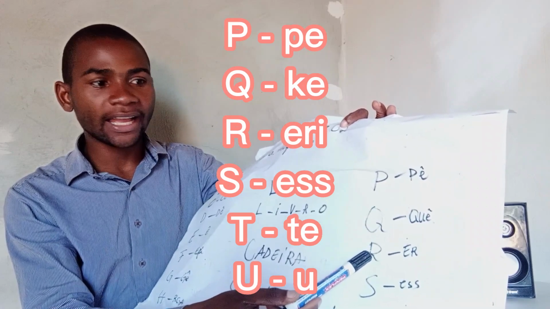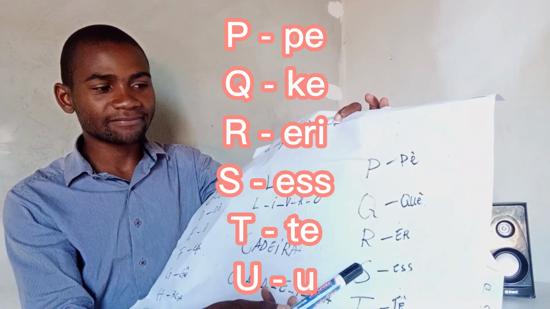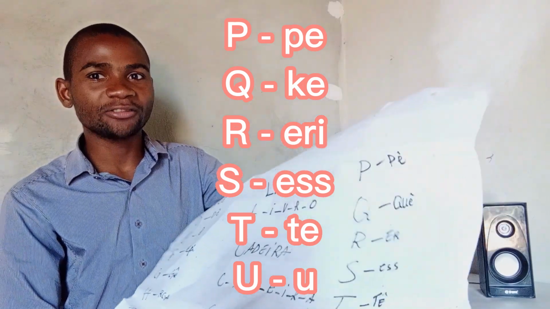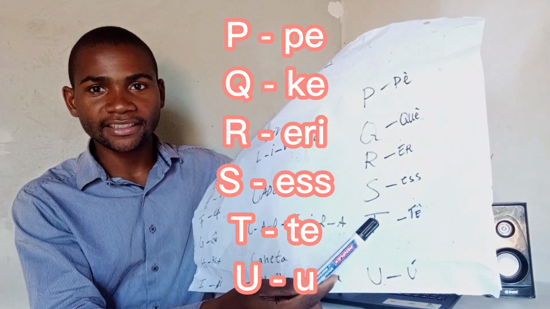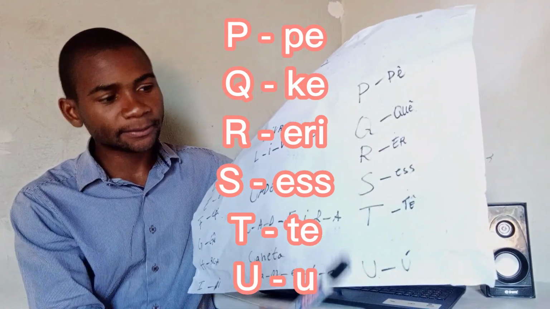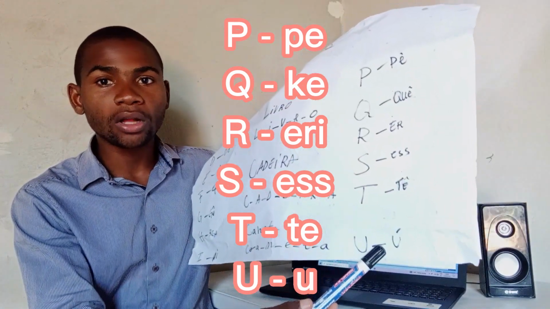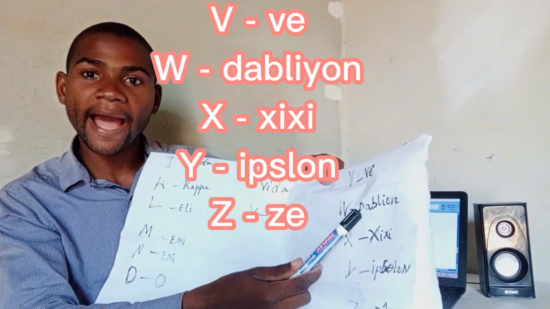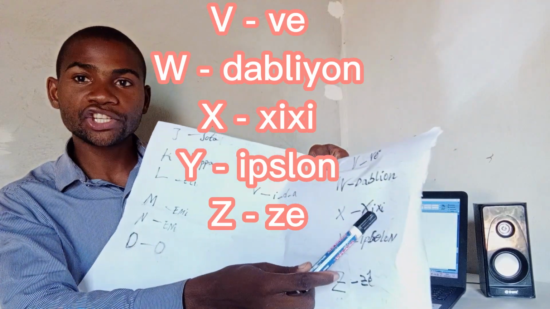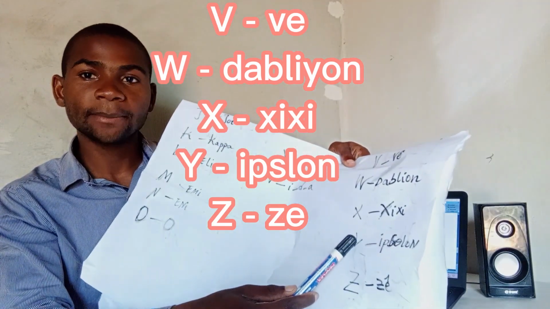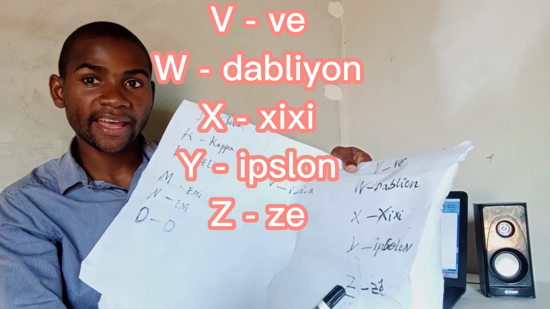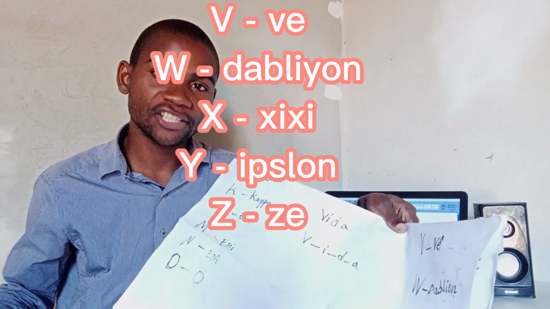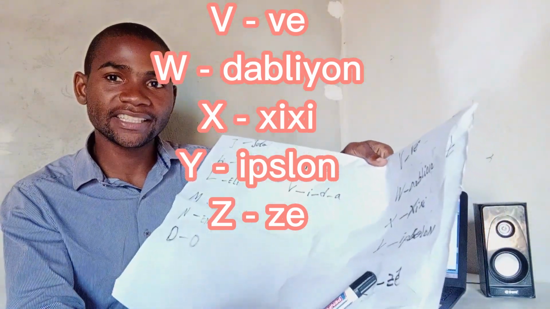R, S. Yeah, this one sounds really like English. You know, S. T is not T. T. U. V. W. X. Y. Z. We say in English "zee," but this one is "ze."